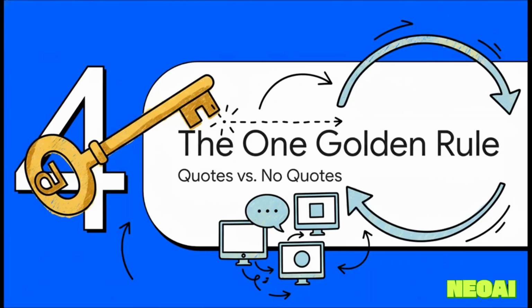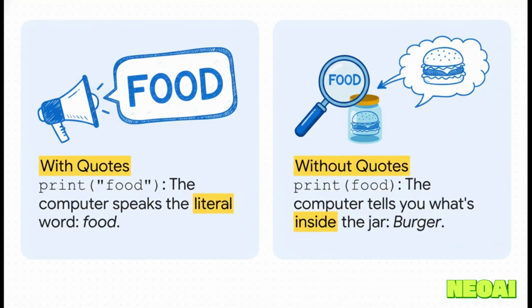Okay, listen up, because this next part is the most important thing to remember about printing. Seriously, if you take away just one thing from this whole explainer, this should be it. This is the one golden rule. And it's all about the quotes. See, when you put quotes around the word, like in print("food"), you're telling Python to shout the literal word food. Simple as that. But when you take the quotes away, like in print(food), you're asking it to do something completely different. You're telling it to go find that variable, that jar labeled food, and tell you what's inside. In this case, burger. That's the huge difference.